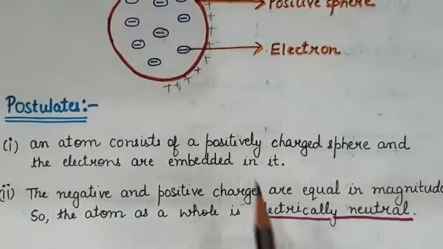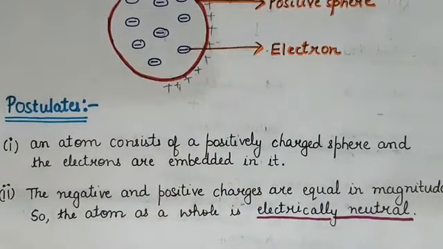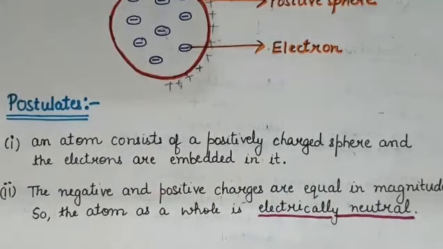Why? Because equal positive and equal negative charges will neutralize each other, they will cancel with each other. So as a result, the atom is neutral. So these were the two postulates of J.J. Thomson's model of an atom.